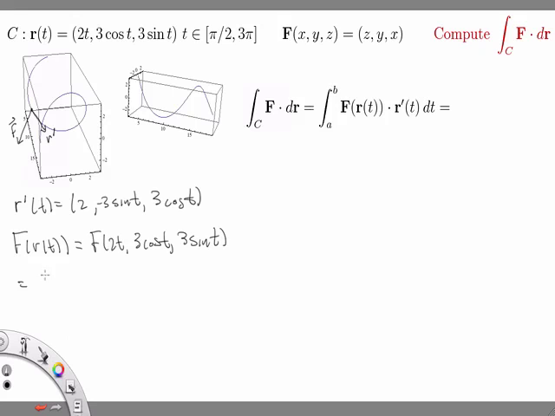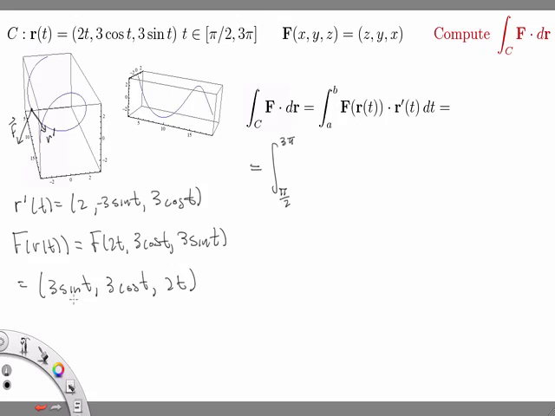And so the first component of f is the third component of the input, so we get 3 sine t, and then the second component is just the second component, so we get 3 cosine t, and then 2t becomes the third component. Okay, so we have f of r of t, we have r prime of t. Now we're ready to compute the integral from pi over 2 to 3 pi of f of r of t dot r prime of t.